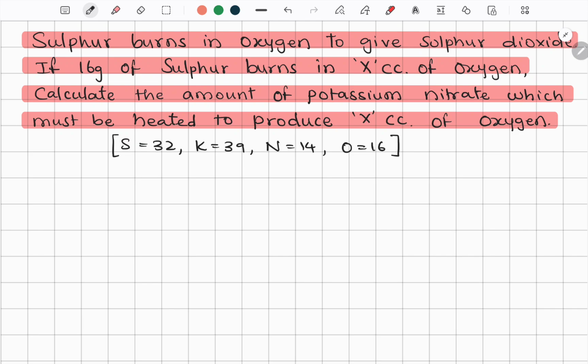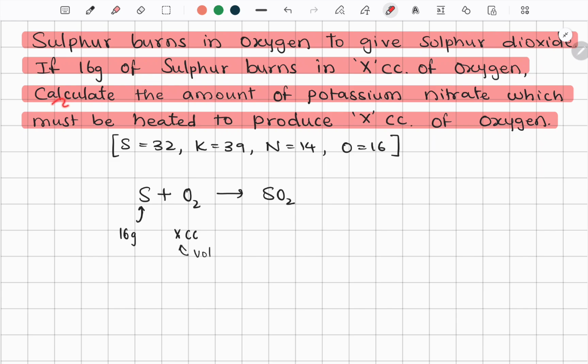So let's try to understand what is in this question. First, it says that sulfur burns in oxygen to give sulfur dioxide. The chemical equation is given: sulfur reacts with oxygen to give sulfur dioxide, which is SO2. In the second part, they are saying that 16 gram of sulfur burns in x cc of oxygen. So the volume of the oxygen is given, which is x cc. We have to calculate that x cc.